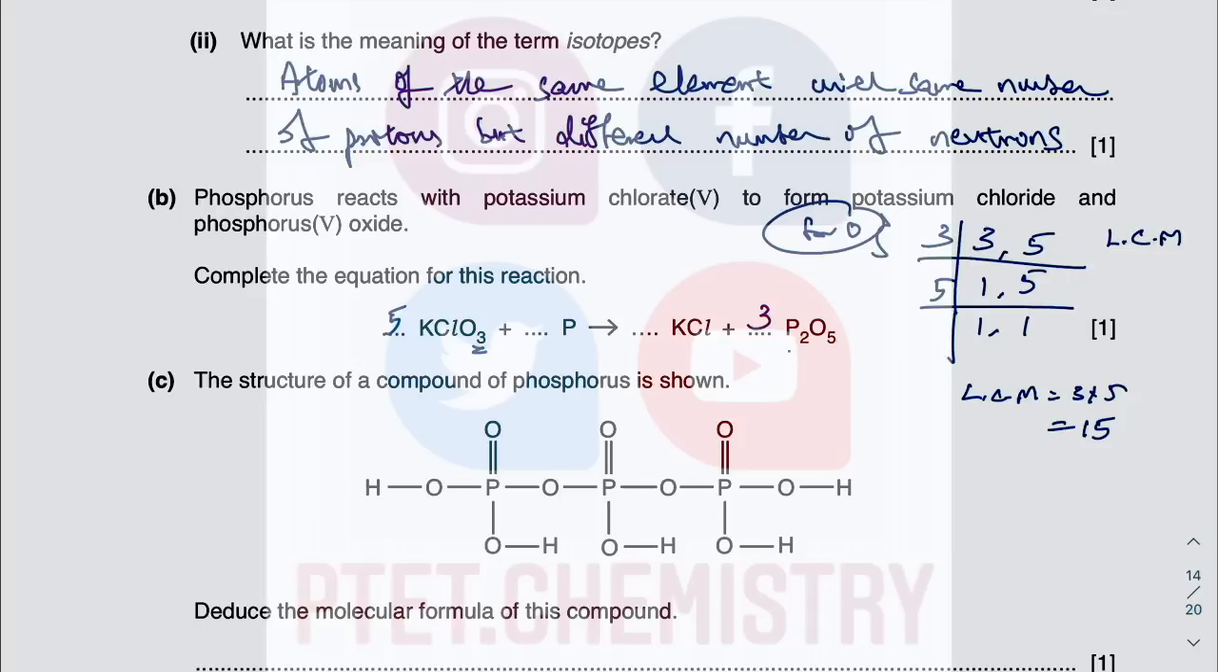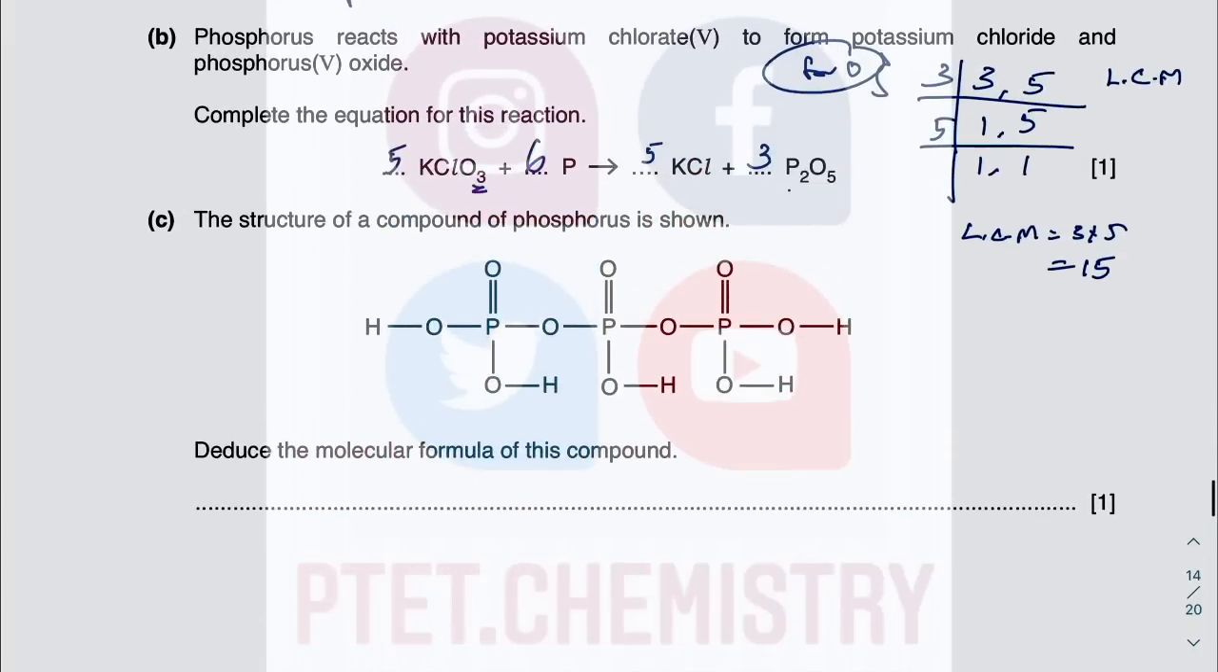Phosphorus is the next one. 3 times 2 is 6. So I should put 6 there. The last one to be balanced is the chlorine. 5 times 1 chlorine. So there should be 5 there. And guess what? The potassium just balanced out. 5 K, 5 K. Okay, nice and easy there.